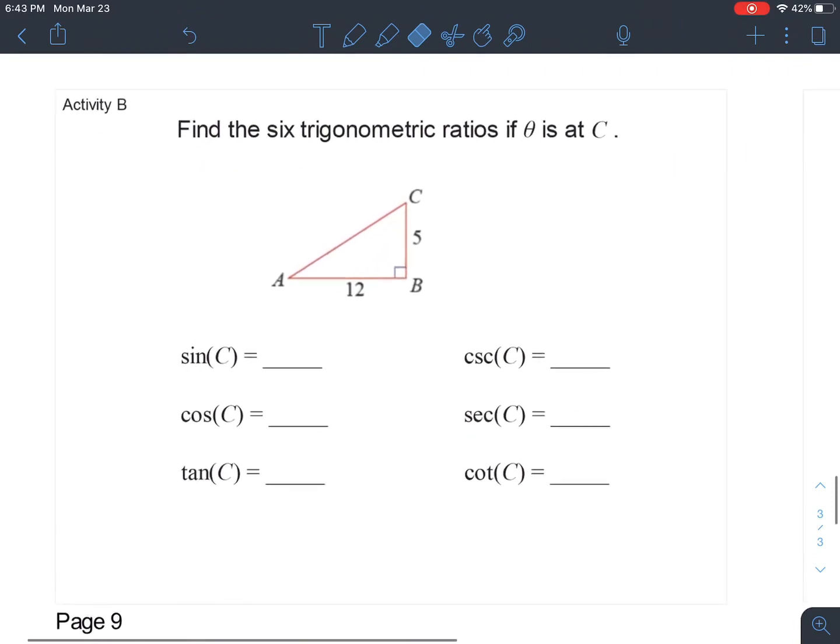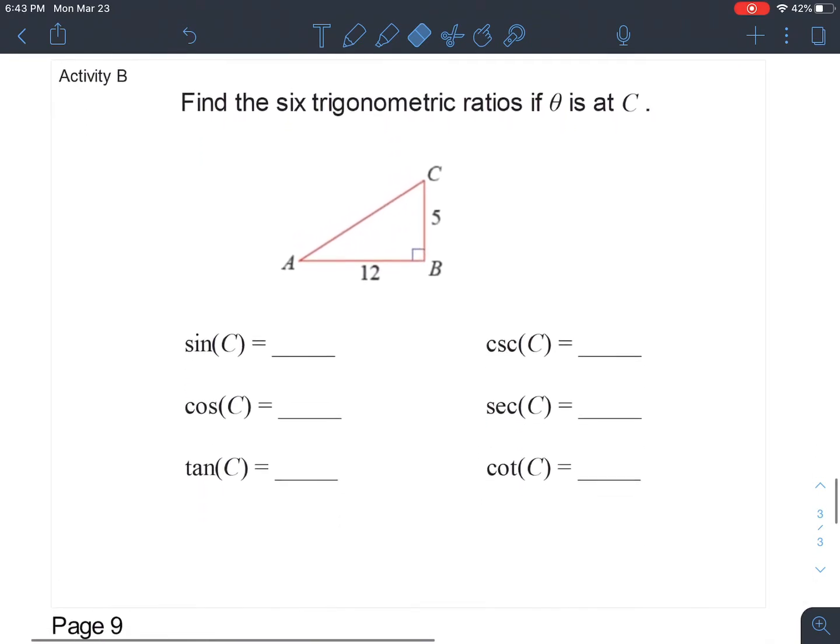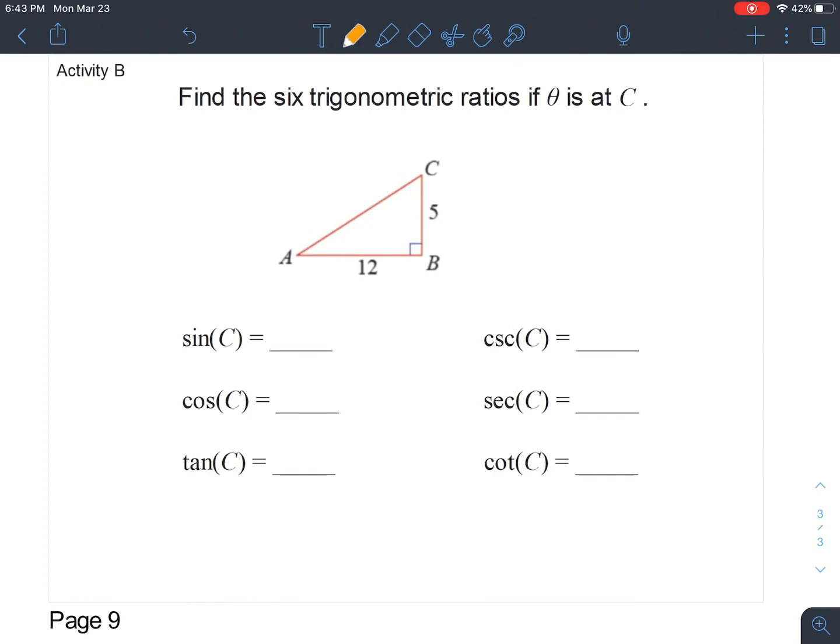What I want you to do here is the exact same triangle, but this time I am telling you theta is at C. So go ahead then and find the 6 trig ratios for this triangle. Pause the video, and when you are done, I will give you the answers.